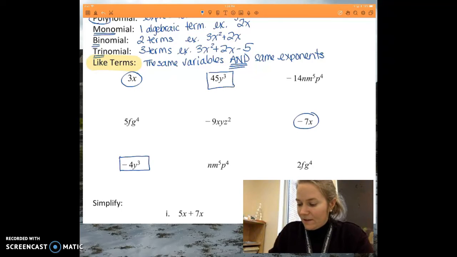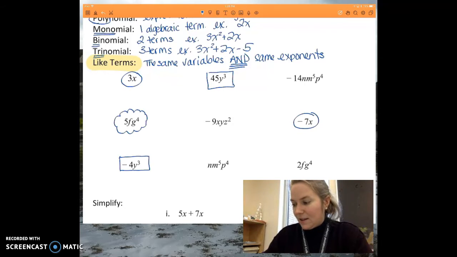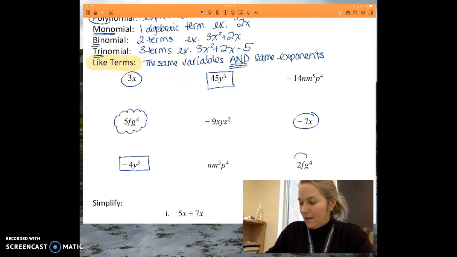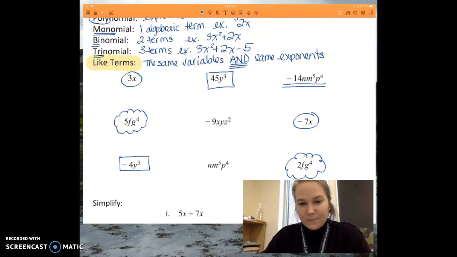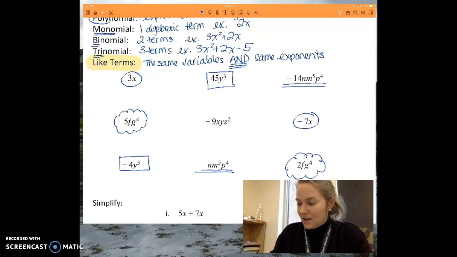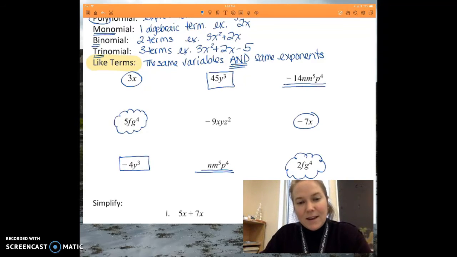So what about this one? 5fg to the exponent 4. So we need to find something that has an f to the exponent 1 and a g to the exponent 4. And that's down in this corner here. And let's look at this negative 14 n m to the power of 5 p to the power of 4. Down here has the same exponents and same variables. Is there anything that negative 9xyz squared could add or subtract to in this section? No, because it has no like terms.